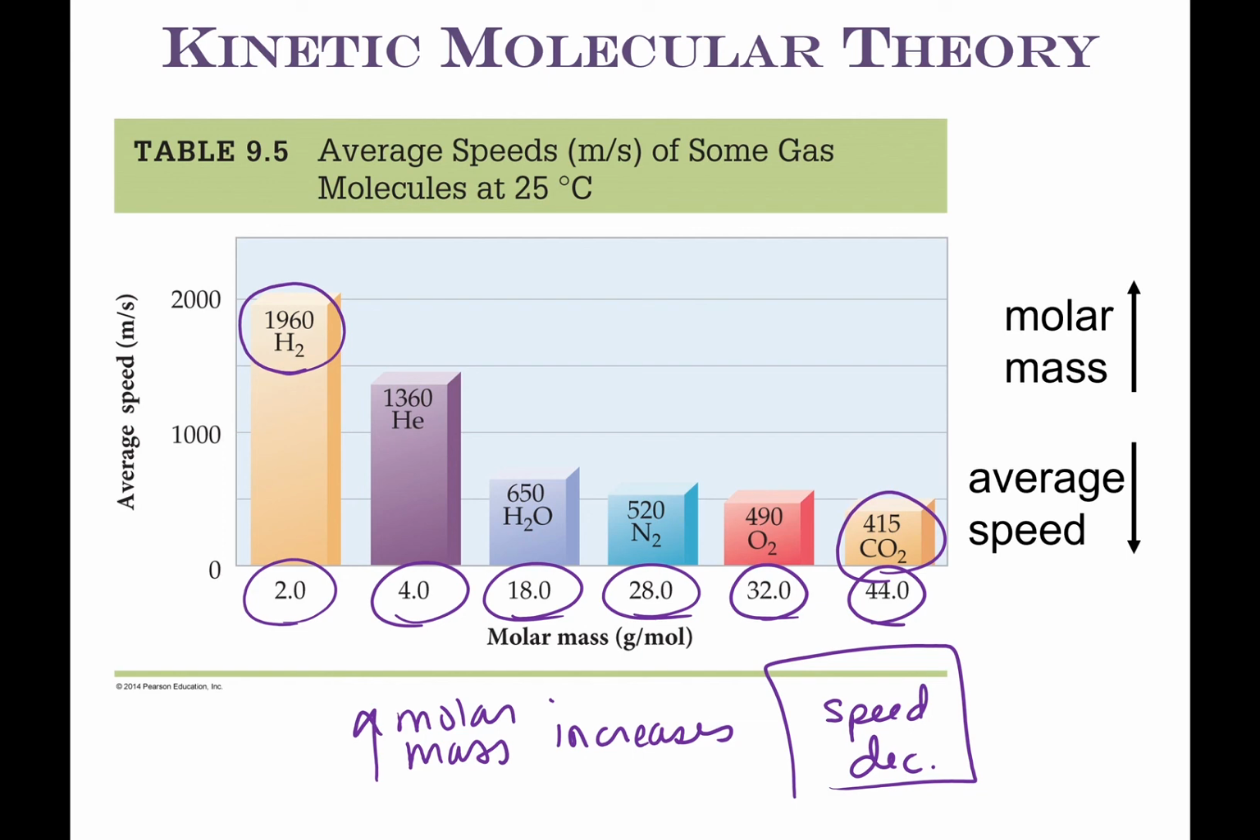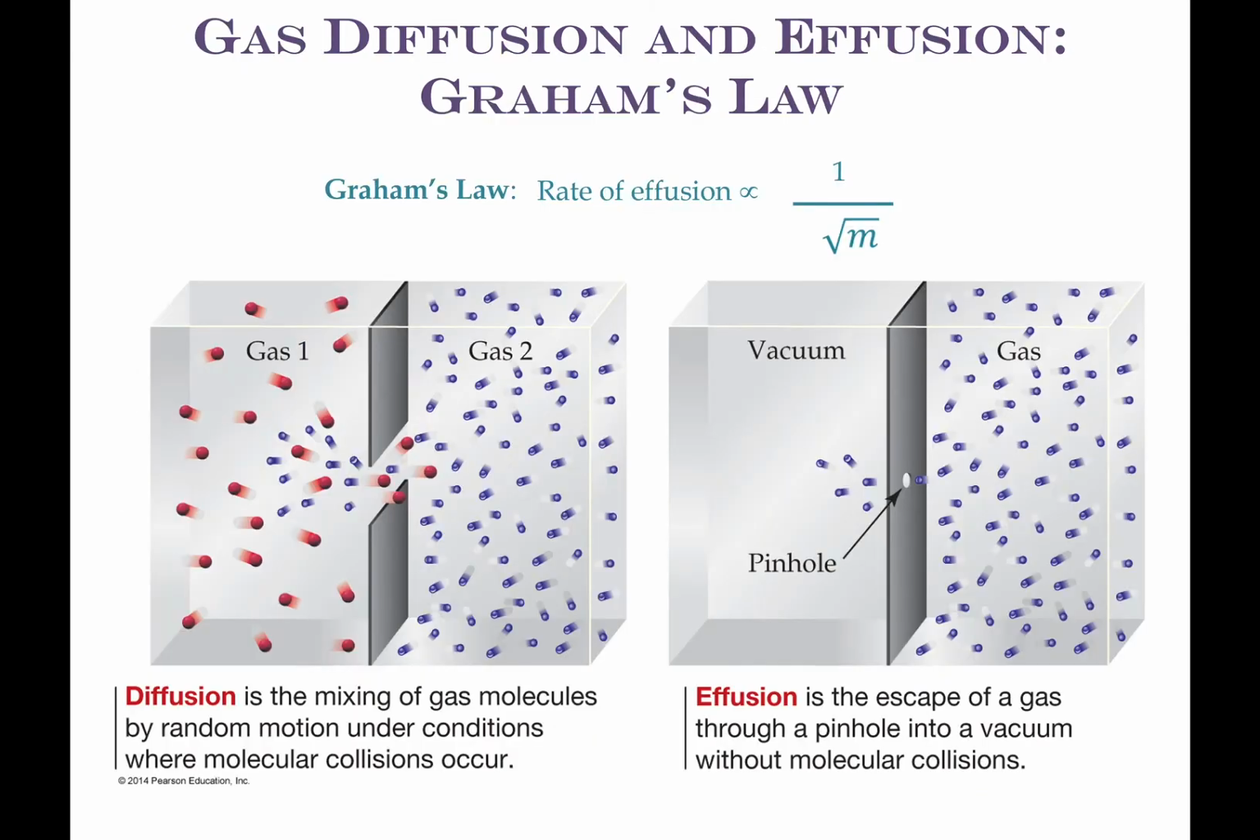Now we have some different terms we're going to look at here based on Graham's law of effusion. It used to be known as Graham's law of diffusion. So what is the difference between those two terms? Effusion is the escape of gas particles through just a pinhole into a vacuum without molecular collisions. So there are no molecular collisions taken into a point.